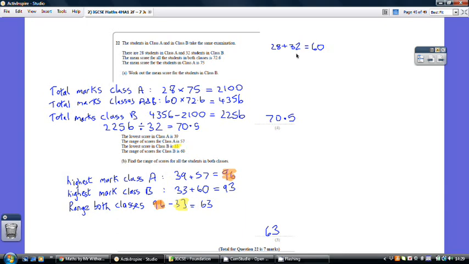Now, in total, we have got 60 students. And I've done that by adding the 28 in class A to the 32 in class B. Now the total marks from the class A and B students must be 60 for the 60 students times the mean student mark for both classes of 72.6, giving us 4356.